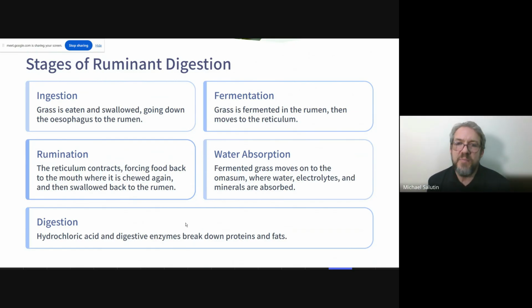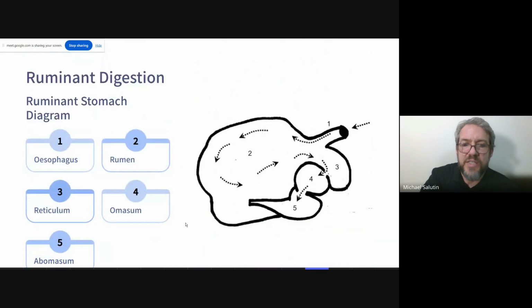So it goes back between fermentation and rumination, fermentation in the rumen, and then into the reticulum, back to the mouth, back to the rumen, and so on. And this can happen again and again until it is actually ready to go through the final stages of digestion. And that's what starts to happen in the next chamber.